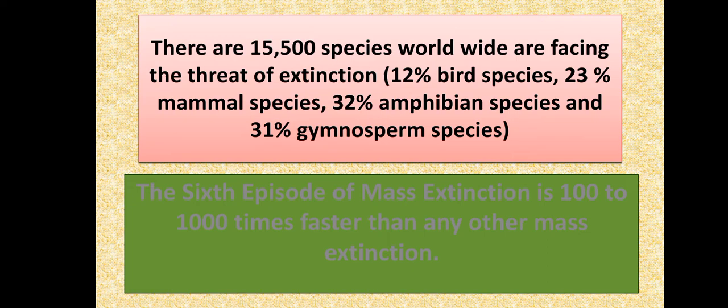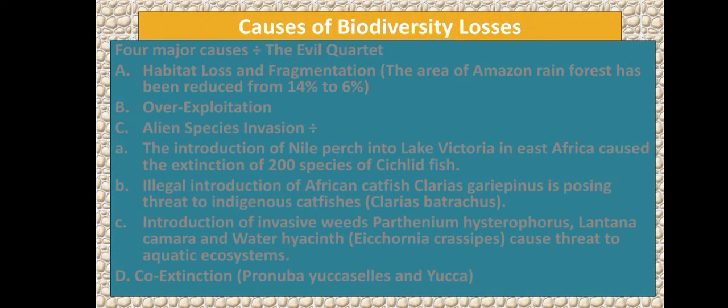Among them, 12% bird species, 23% mammal species, 32% amphibian species, and 31% gymnosperm species are facing the threat of extinction. Now, the sixth episode of mass extinction is 100 to 1,000 times faster than any other mass extinction. This is going on in the Cenozoic era. The rate of extinction is much greater than the previous rates.